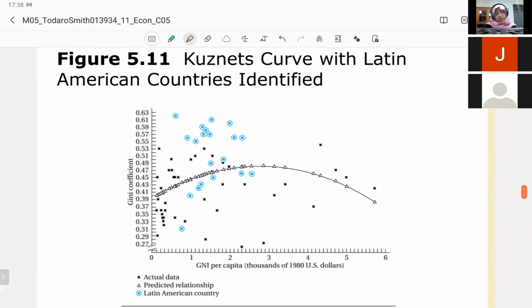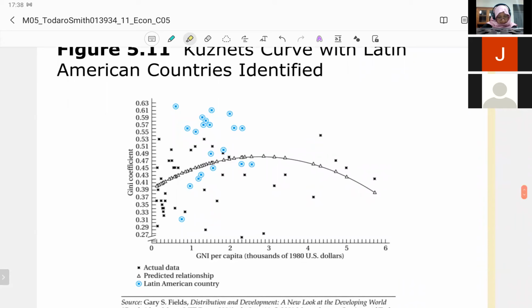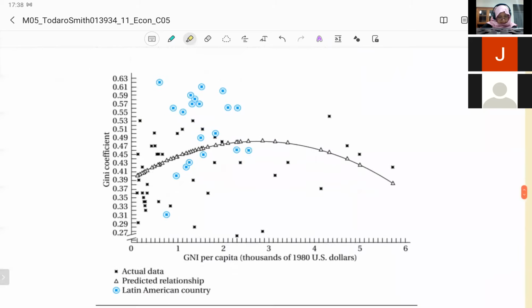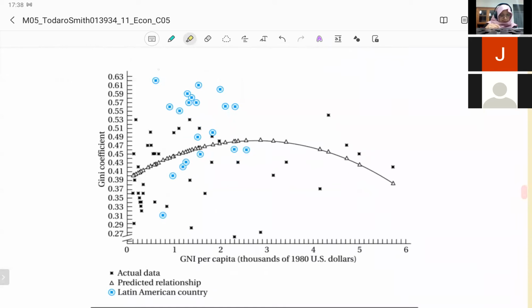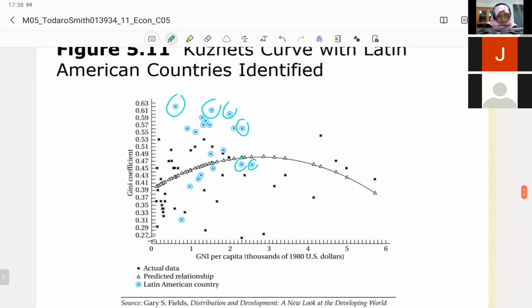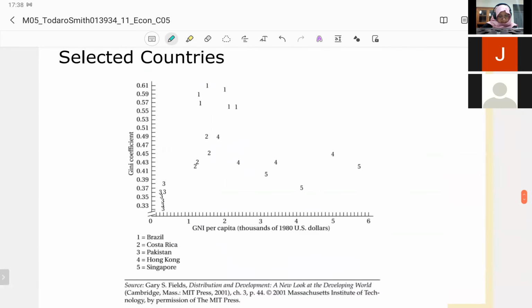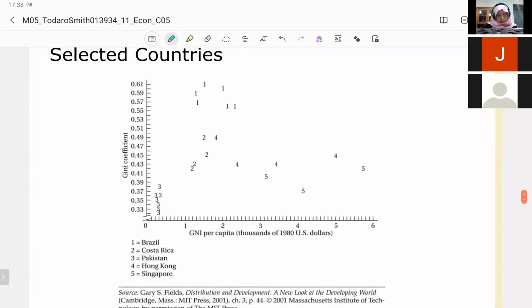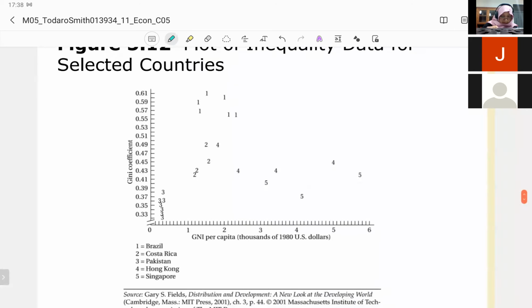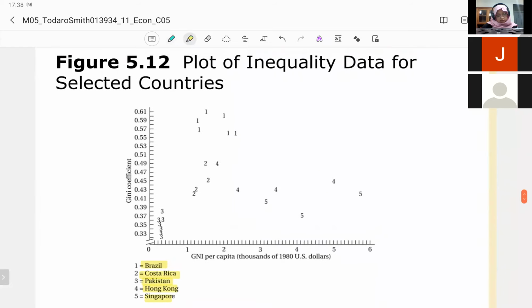So this is the Kuznets curve with Latin American countries identified. So this is the position of Latin American country, the blue dot here. So you can identify the country are in here. Okay. So this is if you want to see the income growth of Brazil, Costa Rica, Pakistan, Hong Kong, and Singapore, then you can take a look at here.